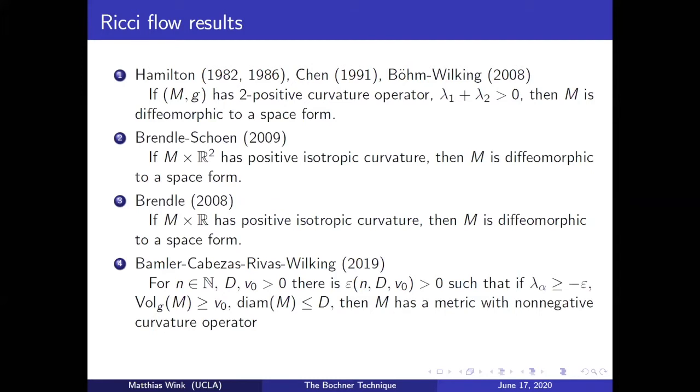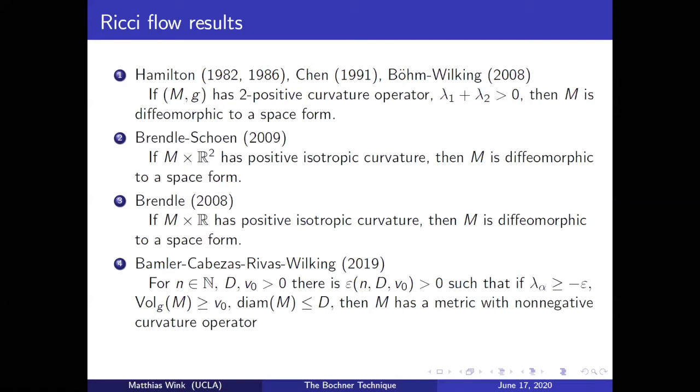And we've seen Gallot's result with a lower bound on the curvature operator with negative curvature. And there's one result which I'd also like to mention in Ricci flow, which has a lower bound on the curvature operator, which is negative. And it's this recent result of Bamler, Cabezas-Rivas, and Böhm-Wilking. So what does it say?